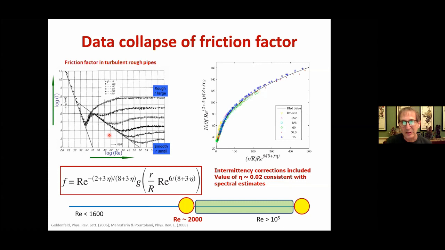So here are the original data, and these are the data scaled with the idea that turbulence at very large Reynolds numbers, as you approach infinite Reynolds numbers, is controlled by a critical point. And this is the data collapse formula that I just showed you. So this is really quite a striking phenomenon. This was only suggested as a result of thinking about turbulence from a statistical mechanics point of view.